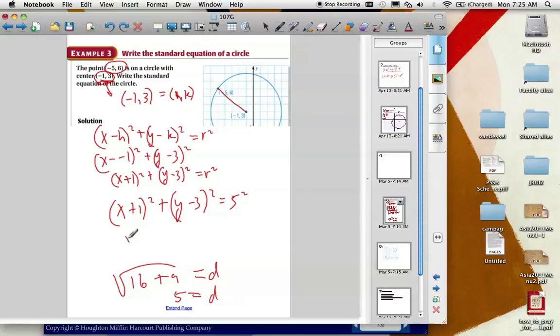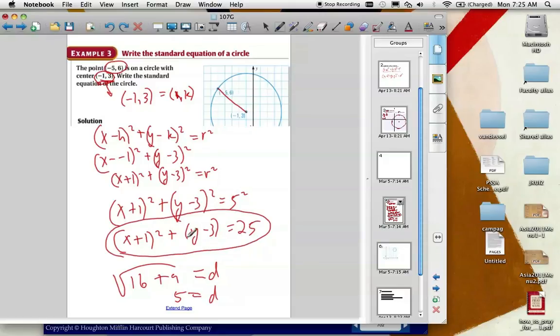So then, to finish up this problem, I write all this again. You don't have to write this every single time. You can skip to this step if you feel comfortable with it. Equals 25. And this is the answer. This is the equation in simplest form. You can't leave the 5 squared, or I'll take points off, because that just doesn't make sense.